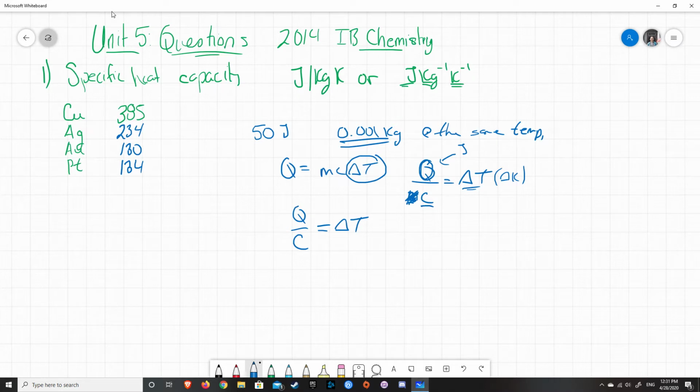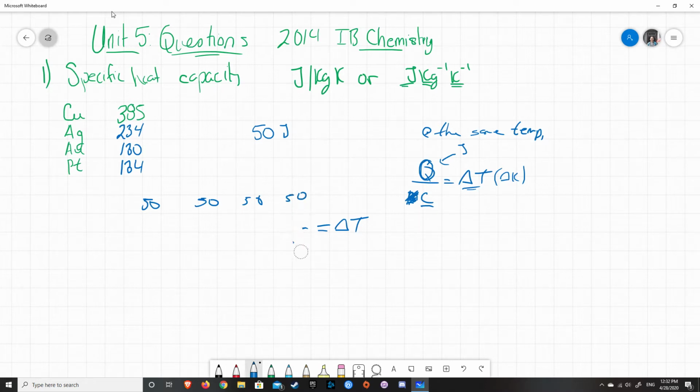And that's all we have to compare, right? We've got the same mass, so we can forget about it. It's a constant in this case when we compare all of them. So all we have is Q over C. Q for all of them is 50, 50, 50, and 50, and C is the specific heat capacity: 385, 234, 130, and 134. It's asking which of these will be the biggest delta T.